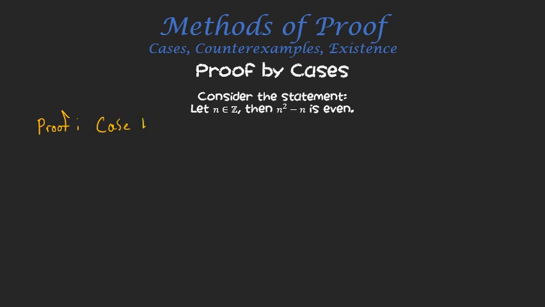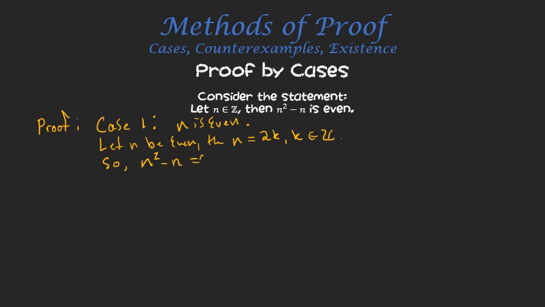So when we do proof by cases, sometimes we can just write like case 1, n is even. In this case, let n be even, then we can use our leverage here, n equals 2k for some integer k. So n squared minus n in this case would look like (2k) squared minus 2k, which is 4k squared minus 2k. And remember what we're trying to do.